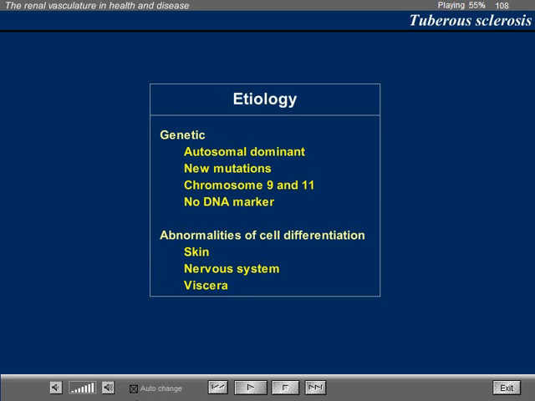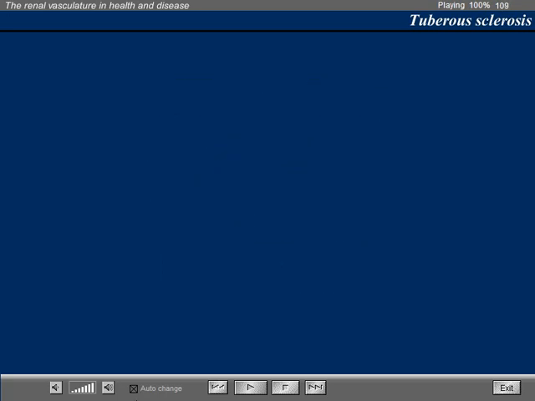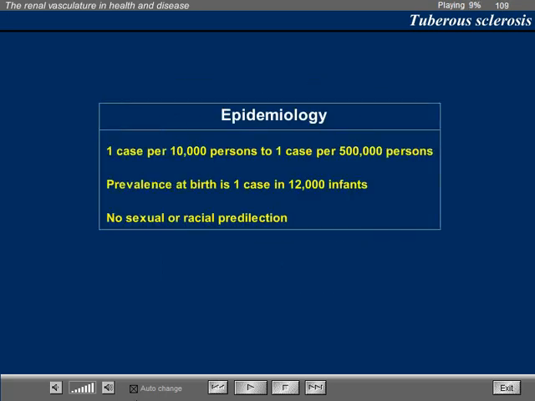There are abnormalities in cell differentiation that can be seen particularly in the skin, nervous system, and viscera. The viscera most commonly involved is the kidney, but we can also see changes in the lungs and in the heart. The incidence is 1 per 10,000 to 500,000 people. The prevalence at birth is 1 case in 12,000 infants, and there is no sexual or racial predilection.